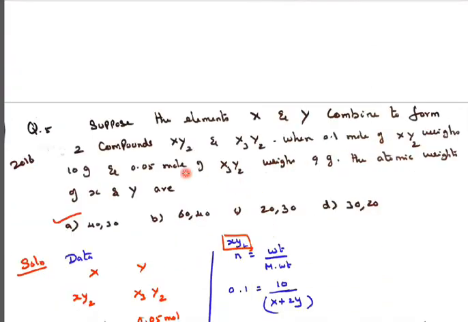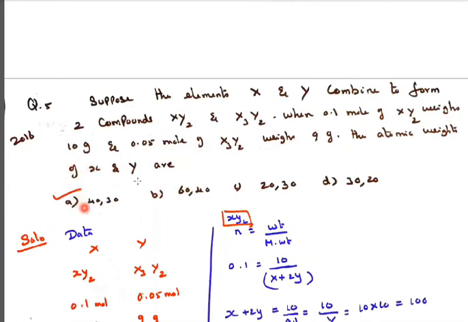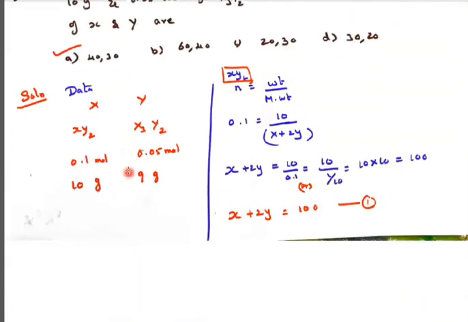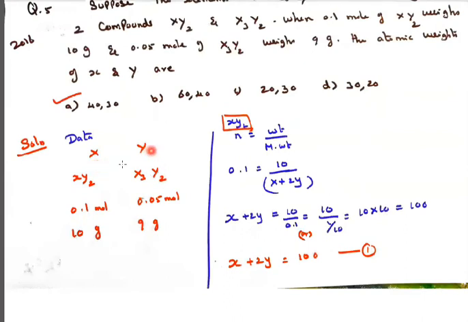Let us see another question. Suppose the elements X and Y combine to form two compounds, XY2 and X3Y2. When 0.1 mole of XY2 weighs 10 grams and 0.05 mole of X3Y2 weighs 9 grams, the atomic weights of X and Y are: 40 and 30, 60 and 40, 20 and 30, 30 and 20. The data is given.